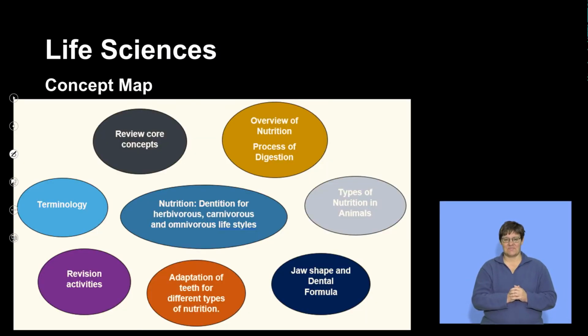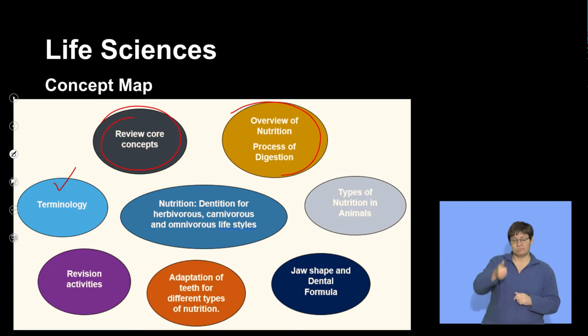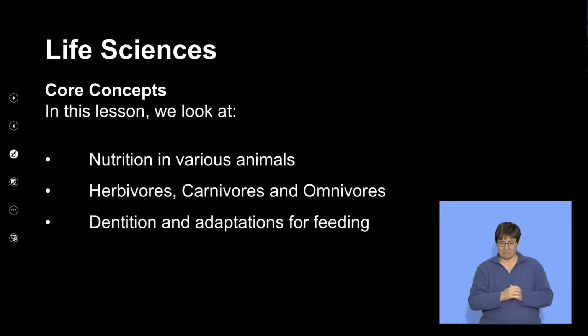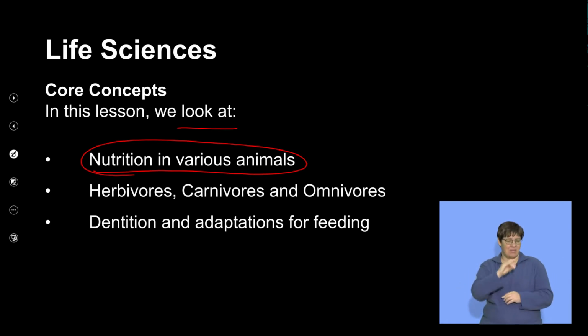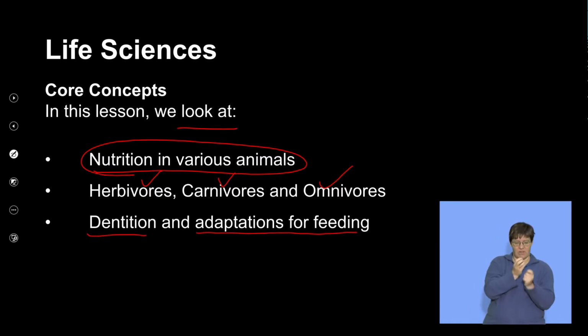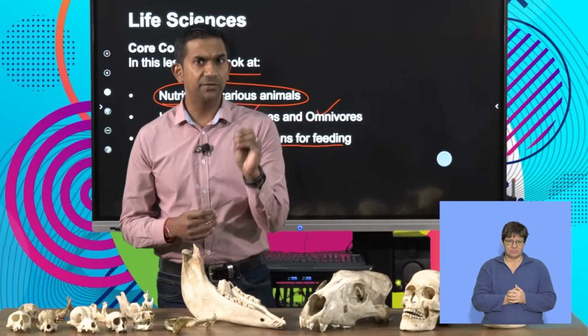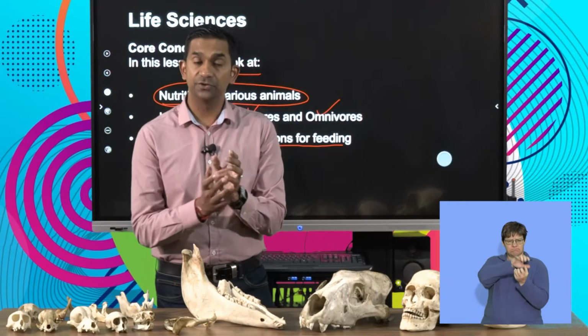So, as I mentioned, it's important that we look at the terms first, review some main concepts, and then overview the process of nutrition by looking at digestion. In this lesson, we look at nutrition in various different animals. We talk about herbivores, carnivores, and omnivores, and their mode of nutrition and their adaptation for their specific diet. We're also going to talk about dentition and the adaptation for feeding. So, in terms of how are their teeth arranged or specialized for their mode of feeding?